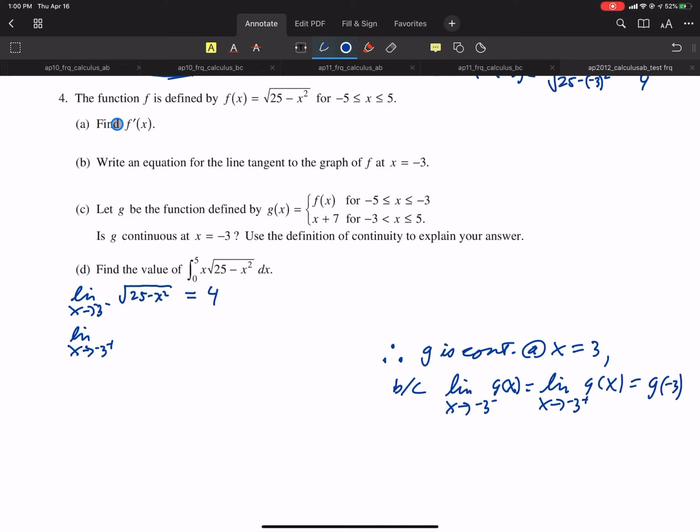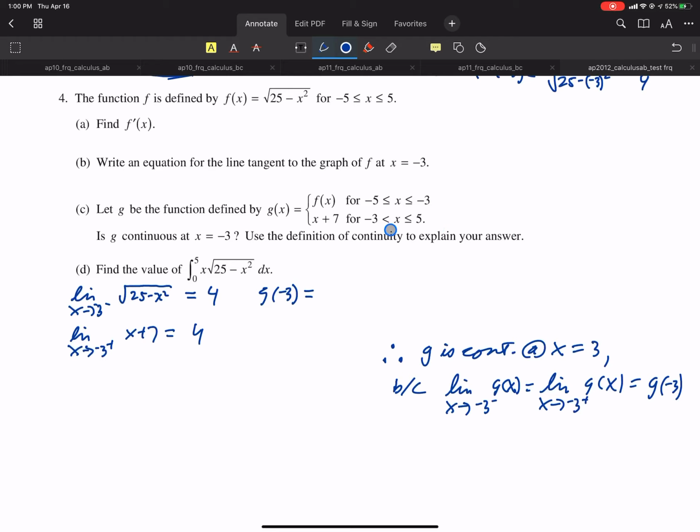Then we have to get the limit as x approaches -3 from the right. Now, to the right of -3, g is this. So we want to do 7 plus x, and that's going to be 4. And then the last part, we want g of -3.